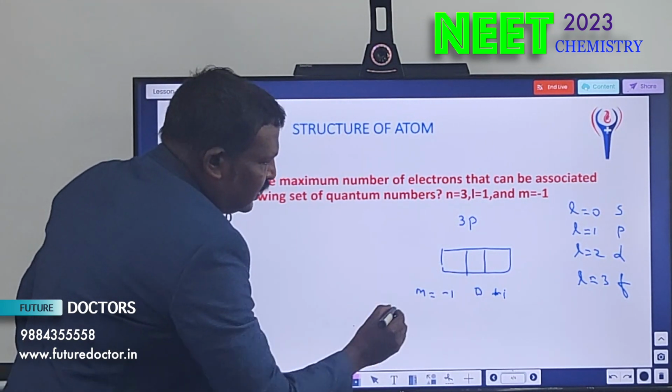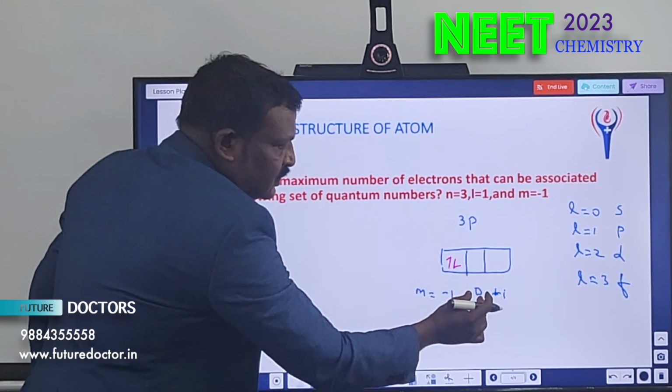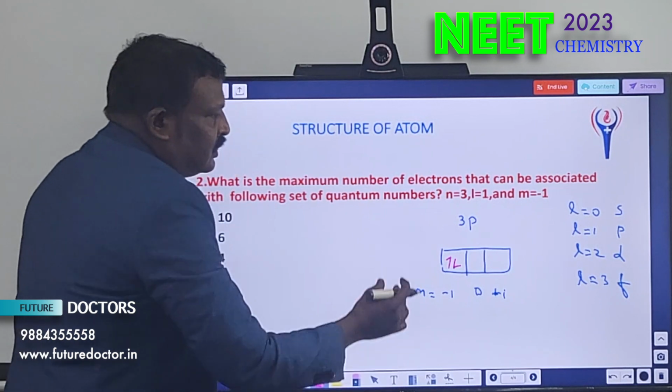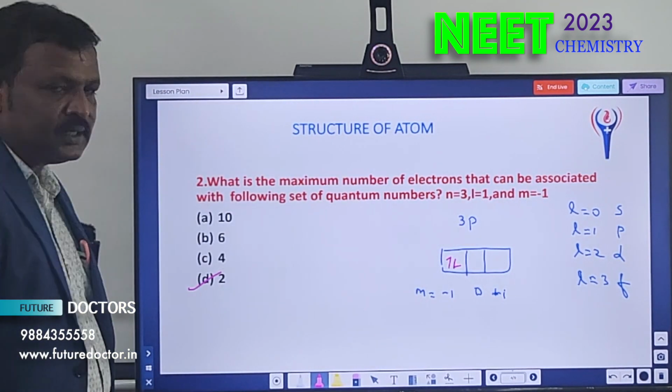Okay, that's the answer. Understood? Yep. In each and every orbital we know 2 electrons are there. So we have m equal to -1 with 2 electrons, m equal to 0 with 2 electrons, m equal to +1 with 2 electrons. They mention m equal to -1, then only we have 2 electrons. So option D is the correct answer.